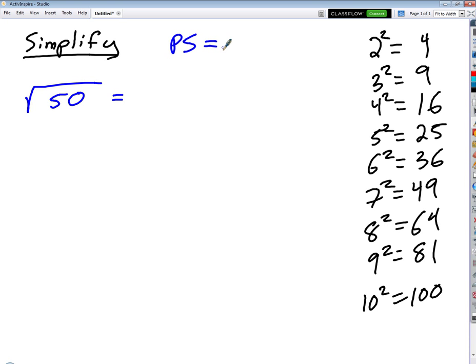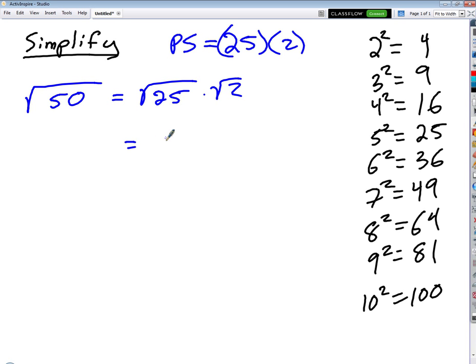Okay, what is it? What's the biggest perfect square? 25. And so then the other factor must be 2, right? 25 times 2. So we get the square root of 25 times the square root of 2. And Hannah, what do we end up with? 5 square root of 2. Perfect. Okay, good.